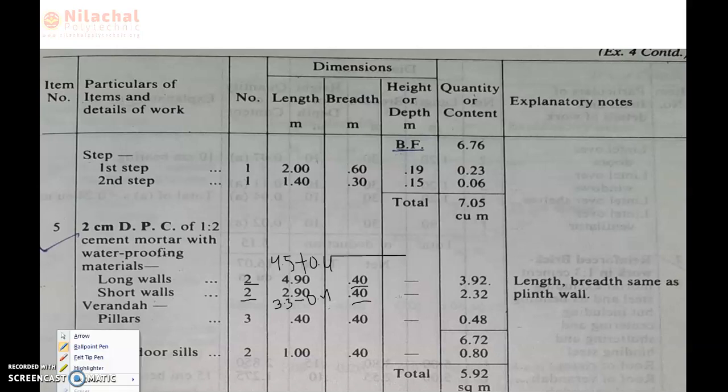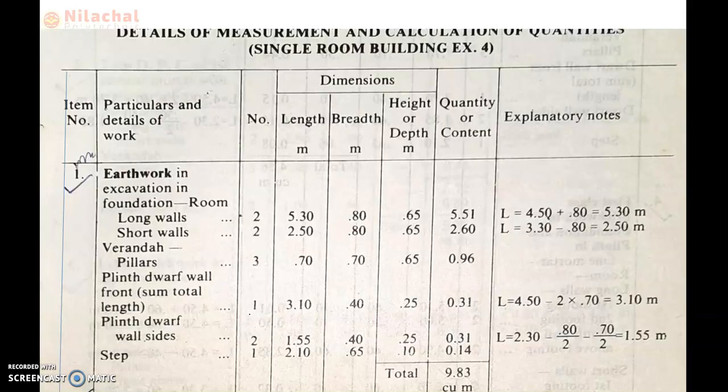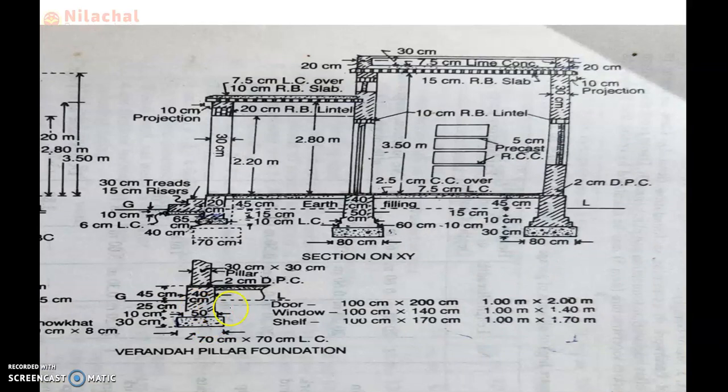After that, we discuss the veranda pillar. What is the value for the veranda pillar? Here 3 pillars are provided. So we need to check the pillar cross section. In case of the pillar, the DPC is 2 centimeter provided also. The DPC lies over the plinth wall, which is 40 centimeter thick. It means the breadth of DPC is also 40 centimeter. A square pillar is used, so length is equal to breadth. Breadth is 40 centimeter, so the length is also 40 centimeter for DPC.